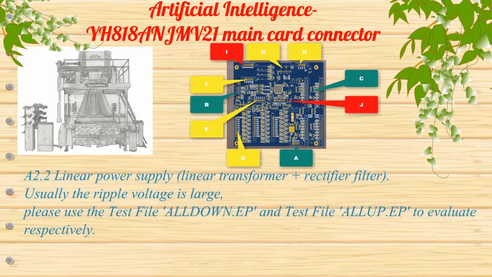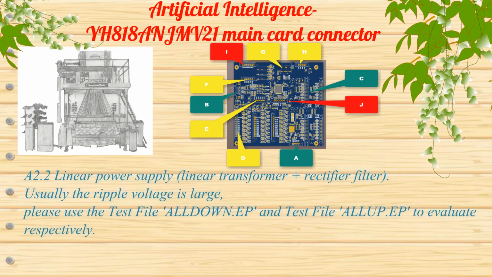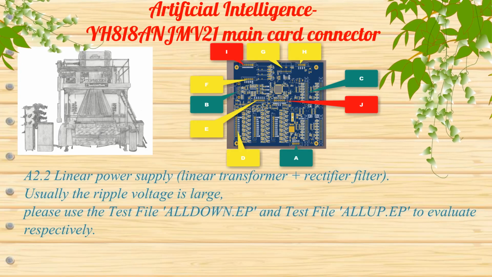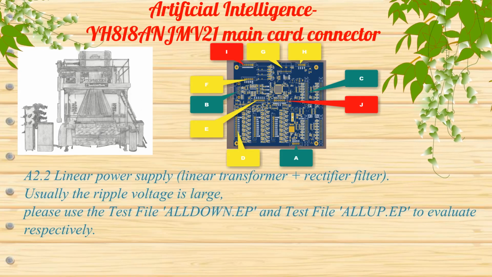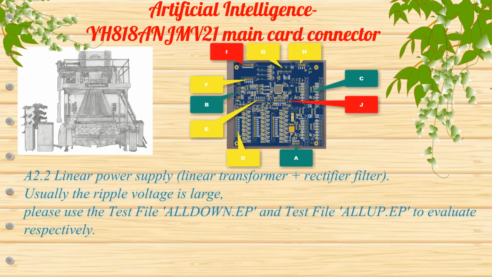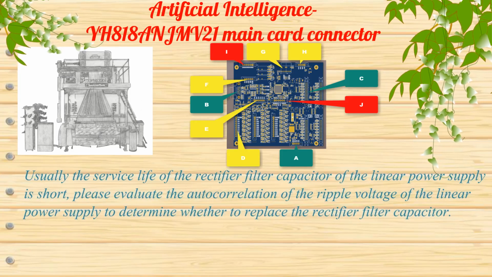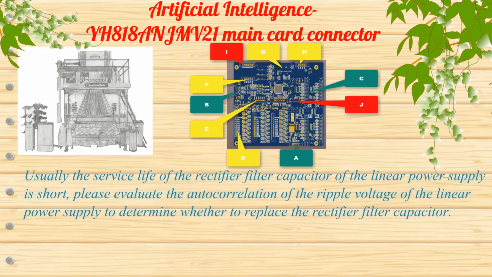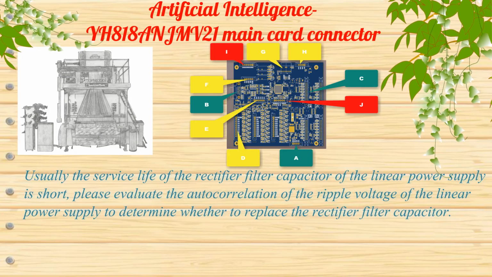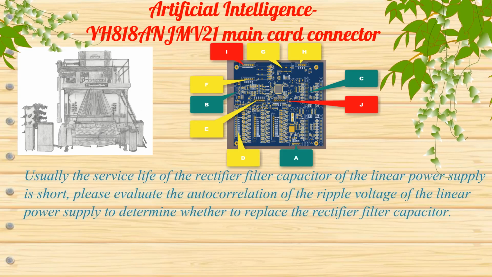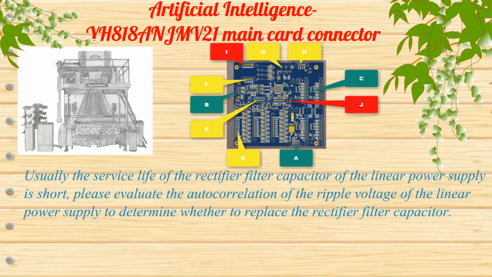A2.2 Linear power supply, linear transformer plus rectifier filter. Usually the ripple voltage is large. Please use the test file ALLDOWN.EP and test file ALLUP.EP to evaluate respectively. Usually, the service life of the rectifier filter capacitor of the linear power supply is short. Please evaluate the autocorrelation of the ripple voltage of the linear power supply to determine whether to replace the rectifier filter capacitor.